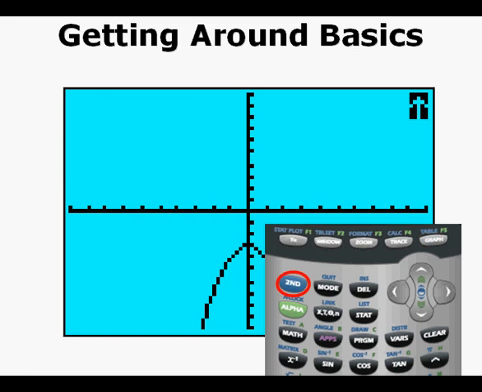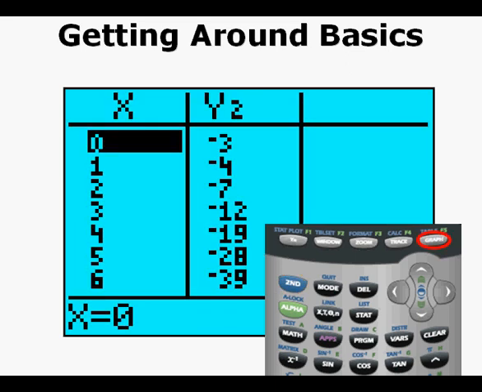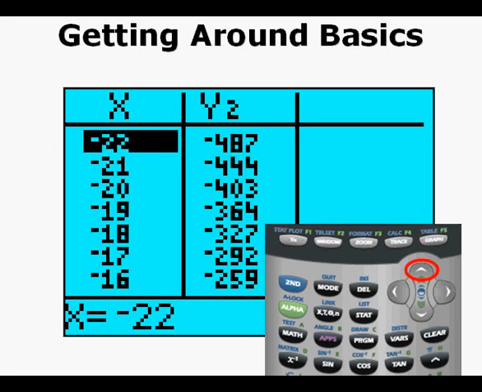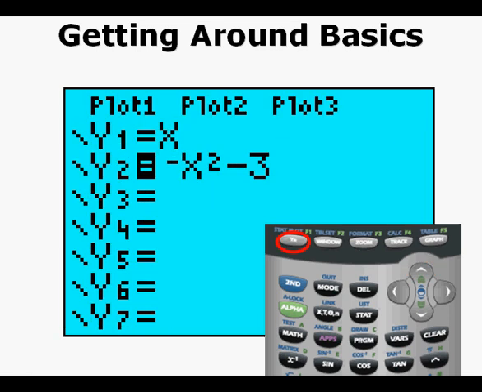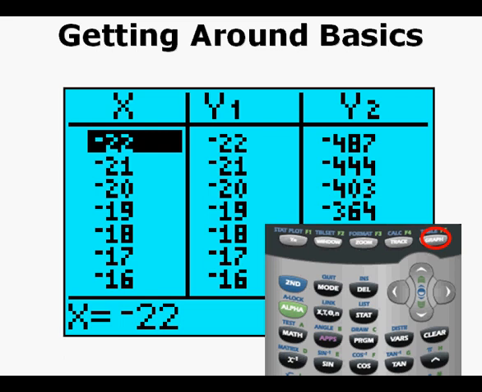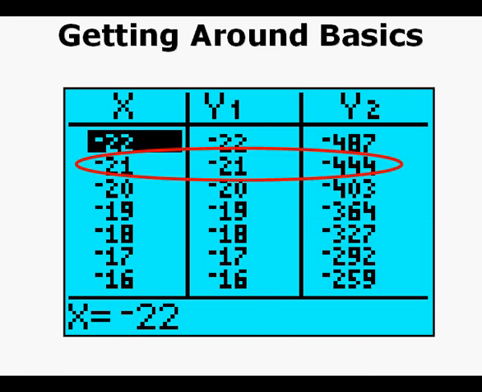Now we'll see something else. We'll get ready to go to the table view by pressing second, then graph. We can press the up arrow and scroll upward as we've done here, or downward. And we see only one function in here, y2. We press the y equals key and go back to the function editor. We go back up to y1 and reactivate it so the equal sign is highlighted again. We'll go back to the table again by pressing second, then graph to get to the table view. Now we can see both functions in table form, y1 and y2, and we see that for the input value of negative 21, y1 has an output value of negative 21, and y2 has an output value of negative 444.